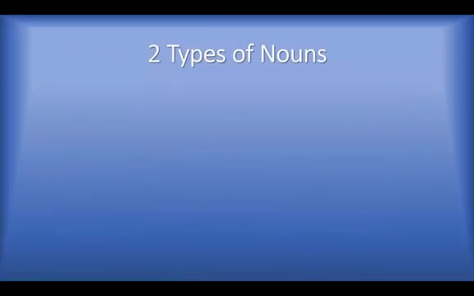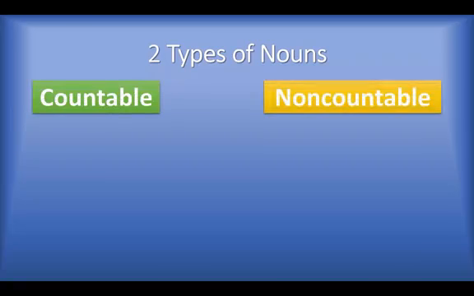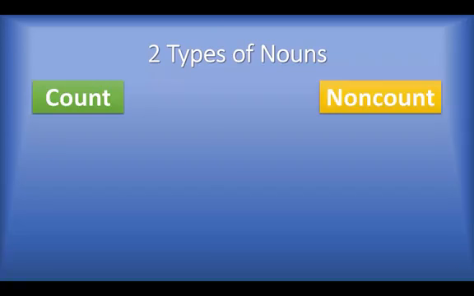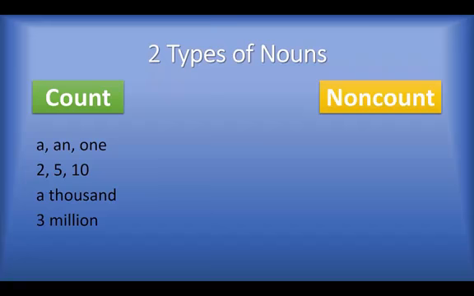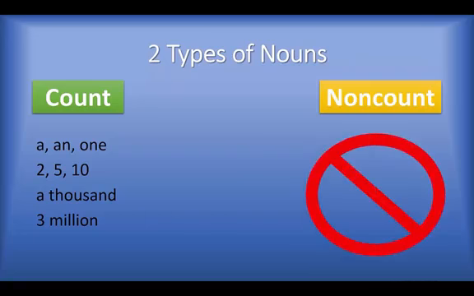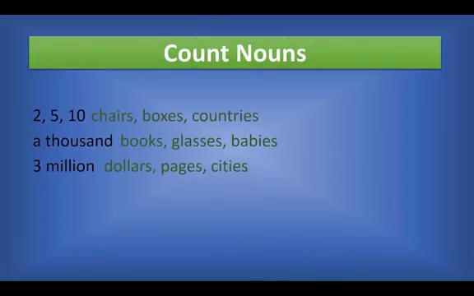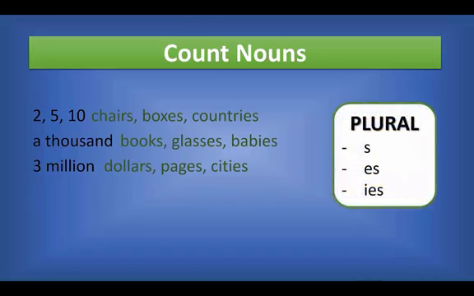What's important about nouns is actually there are two types, countable and non-countable nouns. For short, we'll call them count and non-count nouns. With count nouns, that means we can use a, an, one, and numbers because these items are able to be counted. But with non-count nouns, we can't use numbers. They cannot be counted. With count nouns, if you have more than one, then we have to use the plural forms by adding s, es, or ies.